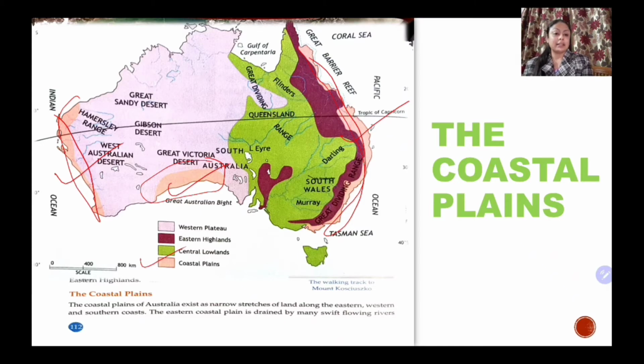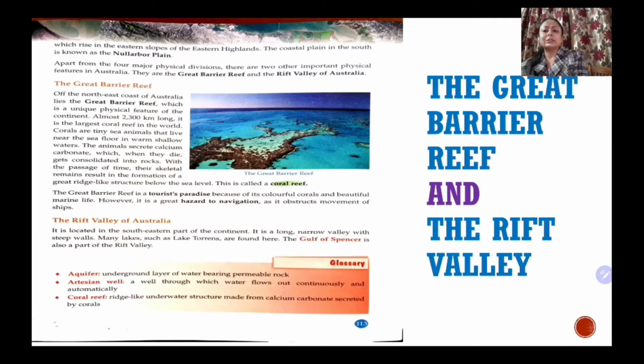So let's read the content. The coastal plains of Australia exist as narrow stretches of land along the eastern, western and southern coast. The eastern coastal plain is drained by many swift flowing rivers. Children, swift means very fast flowing rivers. Towards the eastern side, the coastal plain is the broadest, because several rivers flow here, and these rivers mostly rise in the eastern slope of the Eastern Highlands.